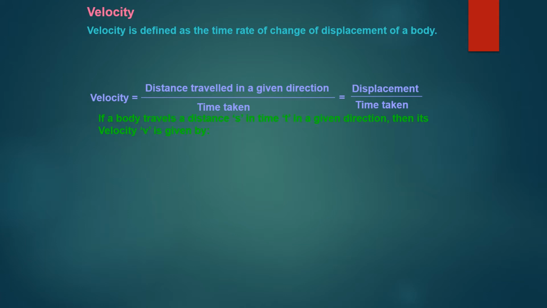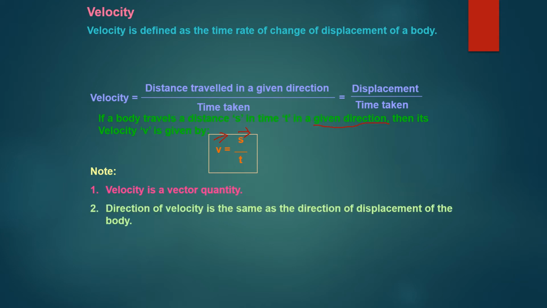If a body travels a distance s in time t in a given direction, then its velocity v is given by the vector quantity. v is written with direction and s is written with direction. Velocity is equal to displacement by time taken. Velocity is a vector quantity. The direction of velocity is the same as the direction of displacement of the body.